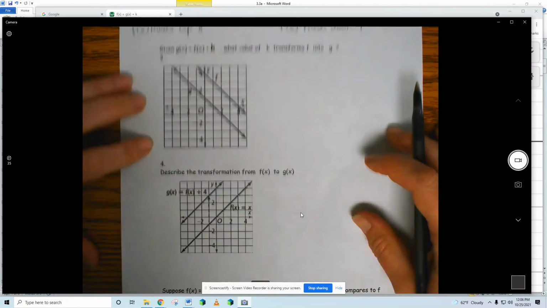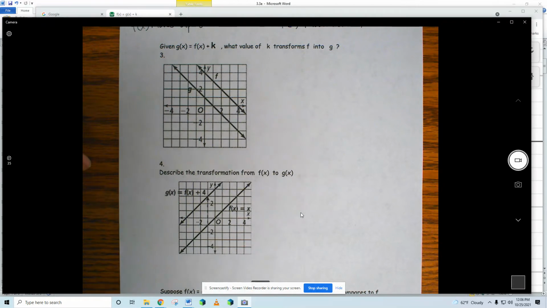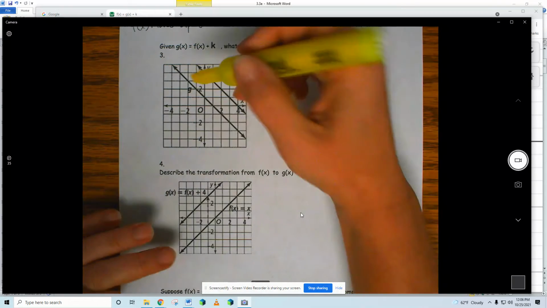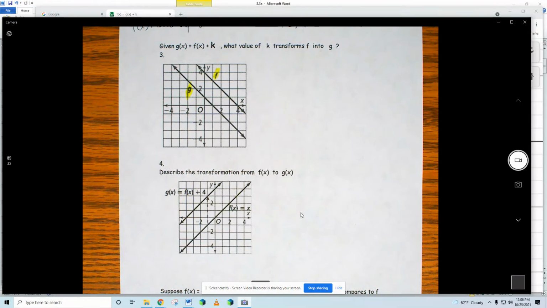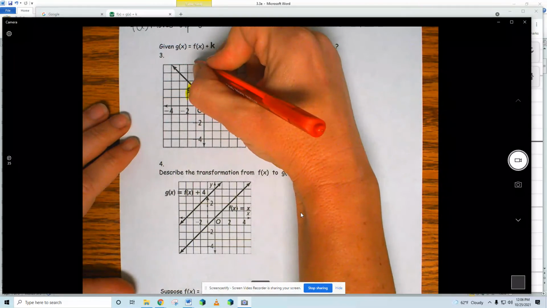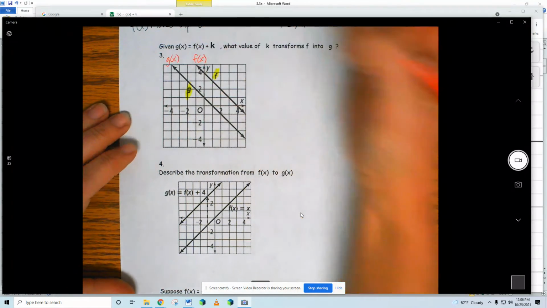Number 3. It's hard to see, but F is labeled. Here's F. Here's G. F is the top line. All right, f of x and g of x.